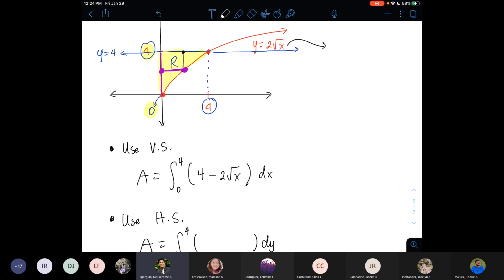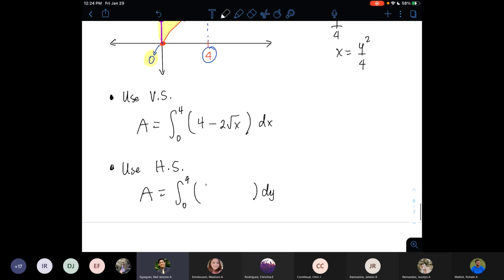In order to do so, I need to square both sides. I'll have y squared equals 4x, right? And then divide both sides by 4. I'll have x equals y squared over 4. So in terms of y, the red function is x equals y squared over 4, and that's the right function. So that would be the minuend here.